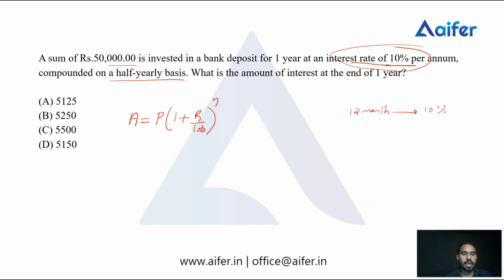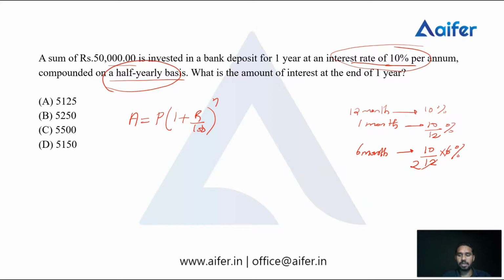So we need to find the half yearly interest rate. For 1 month it is 10 by 12%. So for half year, that is 6 months, it is 10 by 12 into 6%. So 6 in 12 is 2 times, 10 by 2 is 5%. So the interest rate in half year is 5%. So this R is equal to 5%.